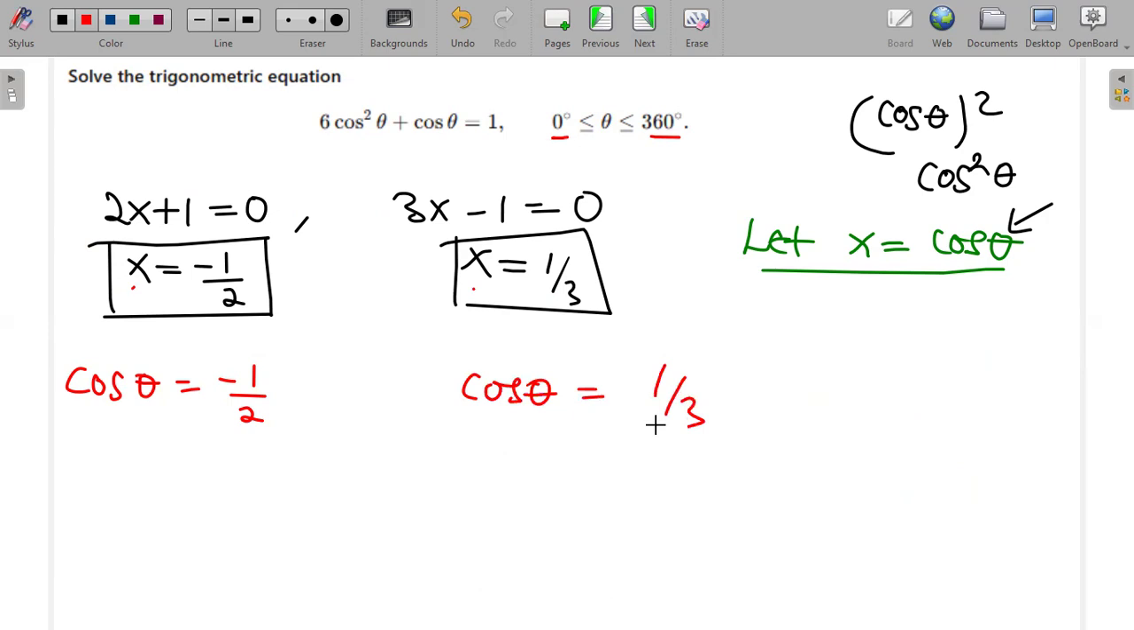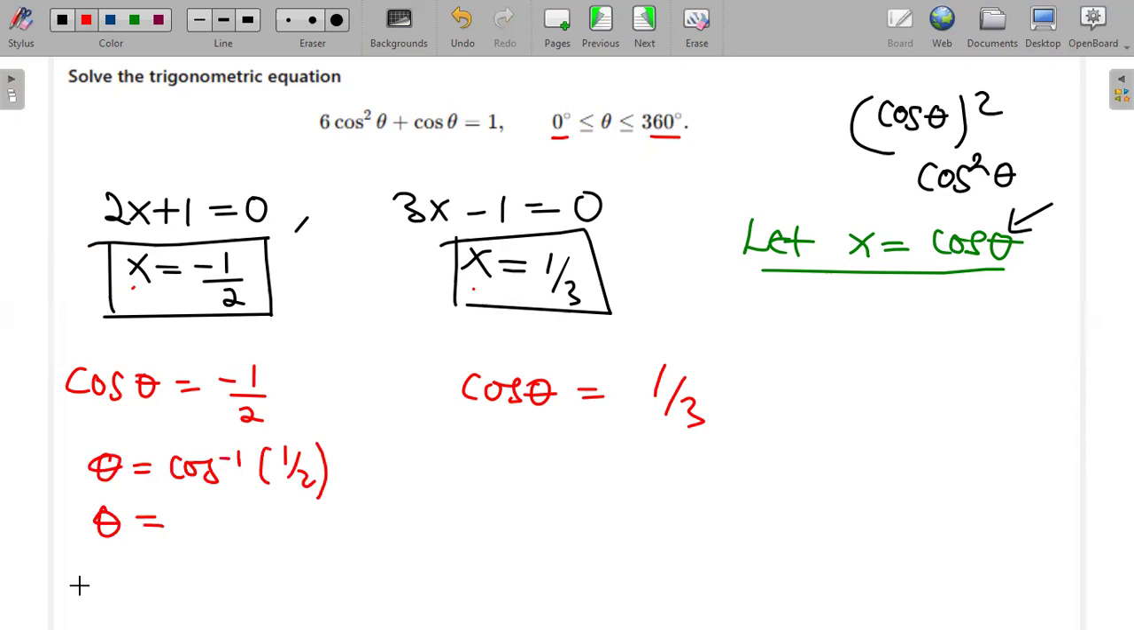I mean 1 over 3. Okay, and then from there we can find the angles now. So we might use the calculator there. For this one, I'm going to say theta is equal to the cos inverse of what? Okay, so I'm going to ignore the negative sign and I'm just going to say half. So theta will just be equal to the cos inverse of half.